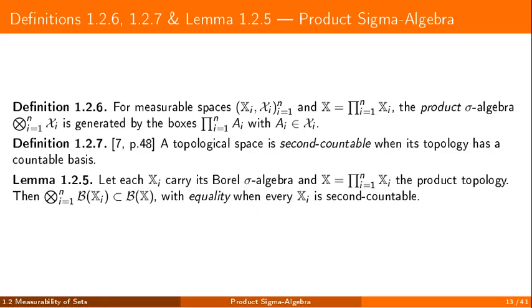To handle several spaces at once, we need a measurable structure on their product. It is generated by the boxes, products of measurable pieces, one per factor. The natural question is whether this product structure agrees with the Borel structure of the product space, and the lemma gives the clean answer. One always contains the other, and they coincide as soon as each factor is second countable. A mild condition, satisfied by most of the spaces we actually use.